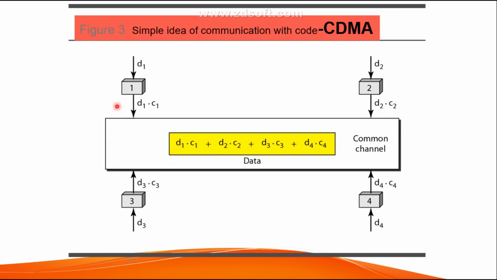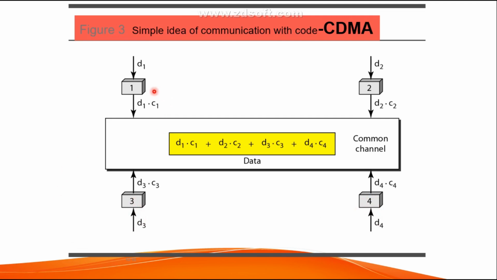Now let us assume, guys, we have 4 stations: Station 1, Station 2, Station 3 and Station 4. They are connected to this common channel, the same channel. The data from Station 1 is denoted by D1, from Station 2 it is D2, data from Station 3 is D3, and data from Station 4 is D4.